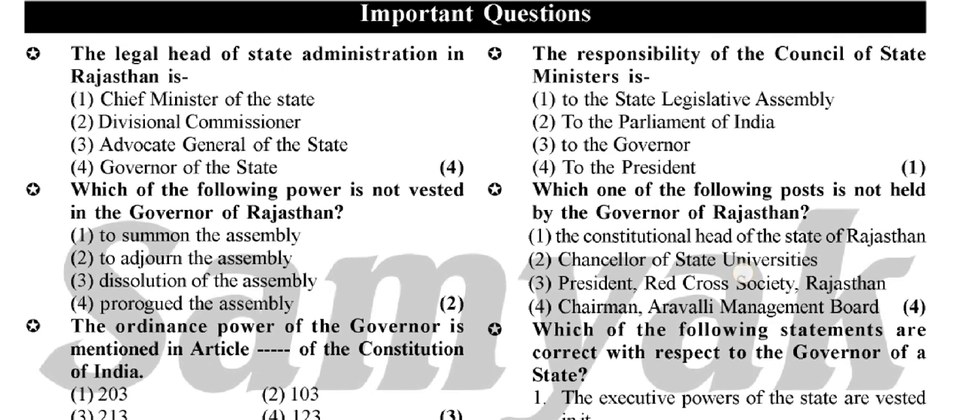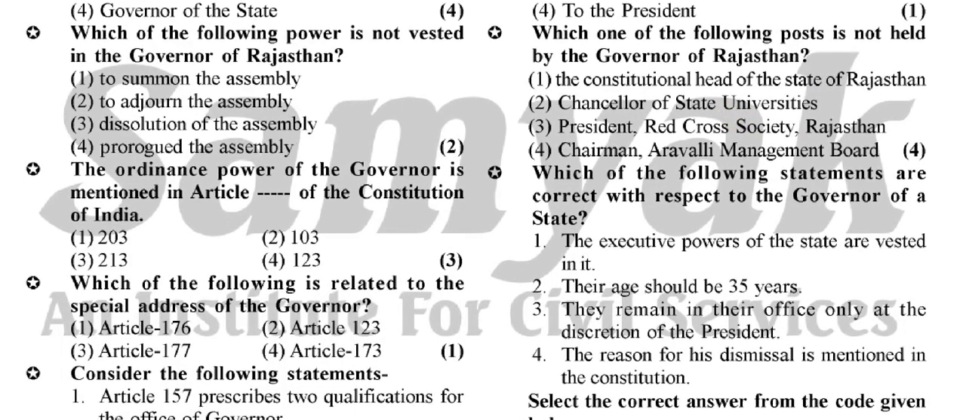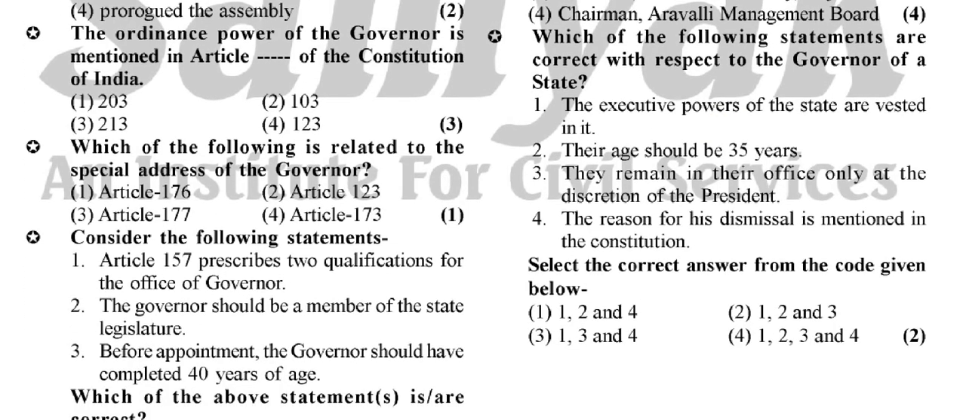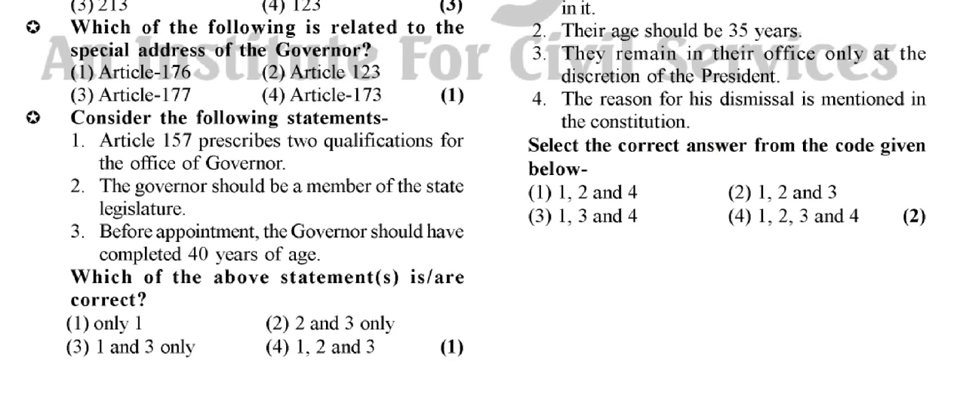Important question. The legal head of the state administration in Rajasthan is the governor of the state. Which of the following powers is not vested in the governor of Rajasthan? To adjourn the assembly. The ordinance power of the governor is mentioned in Article dash of the Constitution of India: 213. Which of the following is related to the special address of the governor? Article 176.